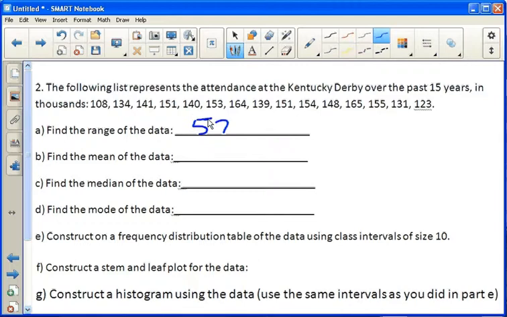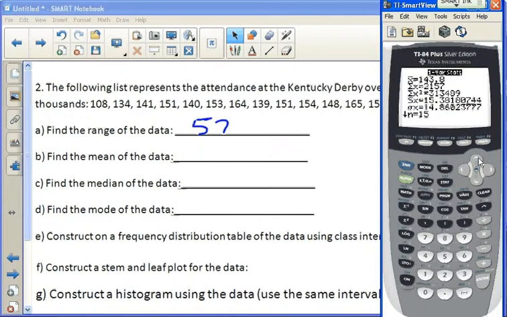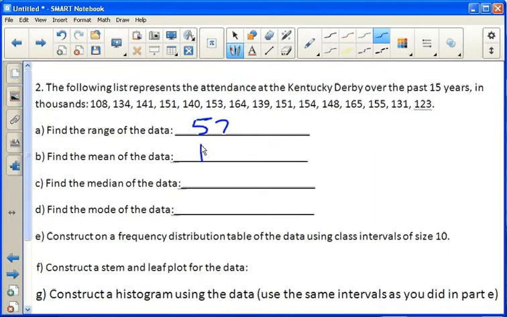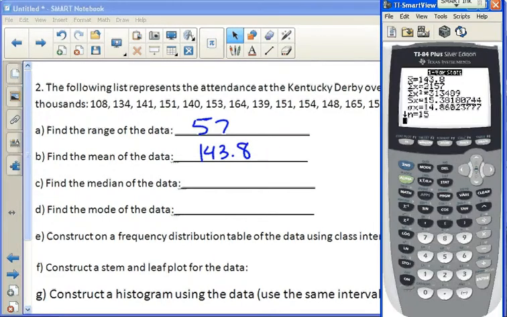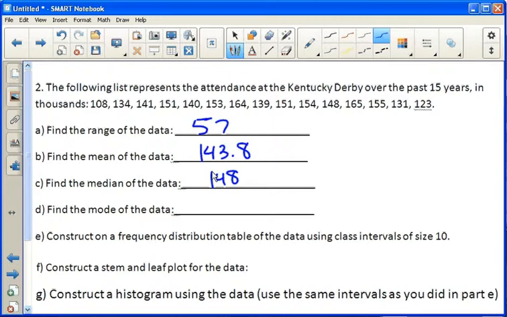The mean is the X bar. So if you look up all the way at the top, X bar is the very first thing, and it's 143.8. The median is also given. If you scroll back down, it's right in between Q1 and Q3. The median is 148. And for the mode, you just have to look at the list and see which one appears most often. It appears to me that the only duplicates are 151. That shows up twice. Everything else just shows up once. So that is our mode because it appears more often than any other.